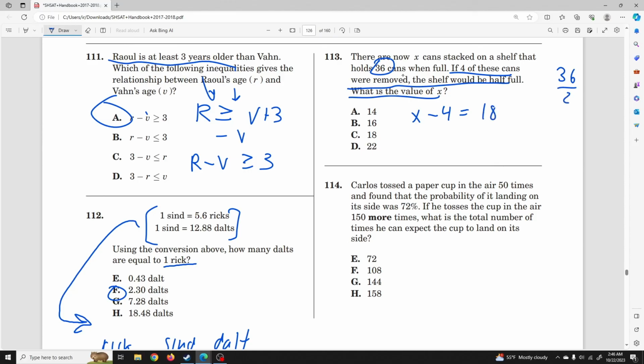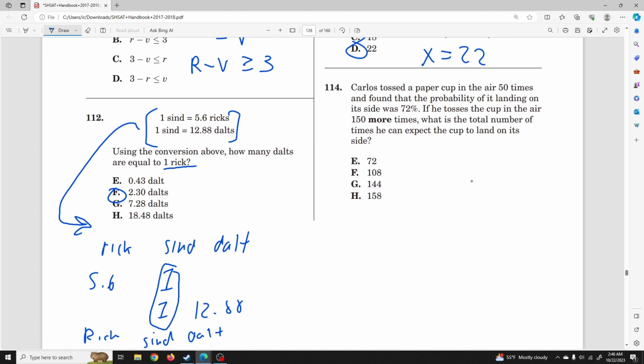It's 18. So if we take 4 away from this magic number, we get half of the total amount of cans that we can hold, right? It's half full. Fully, we can hold 36, but it's half full, so it's half of that, which is 18. So we can add 4 on both sides, and X is equal to 22. Choice D. Wonderful. So now 114, last question.